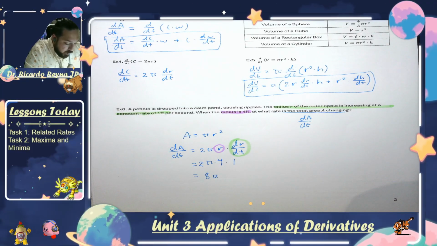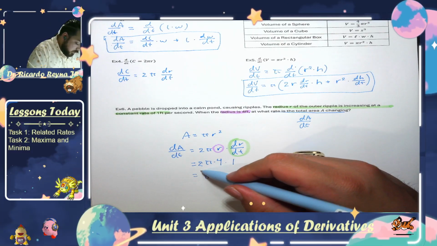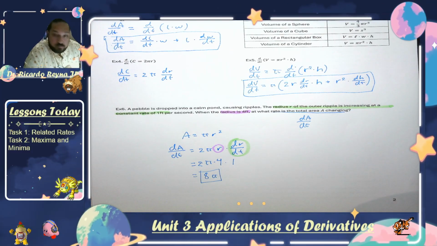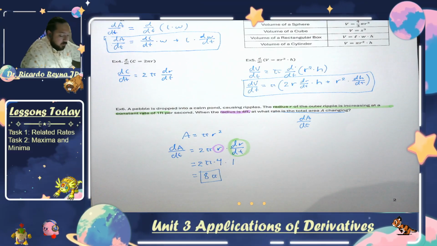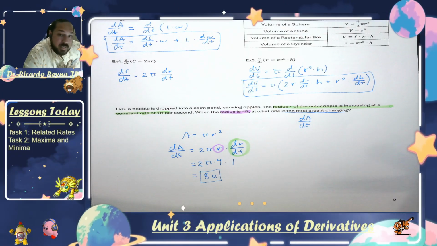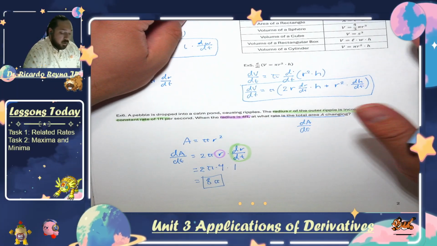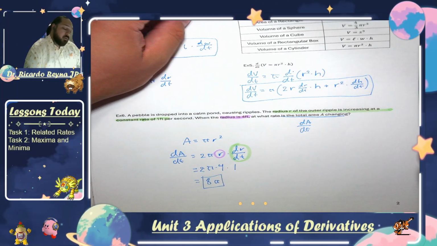It says, what is the rate that the total area is changing? The answer is 8 pi. It's changing at a rate of 8 pi. You could add per second, but I'm not going to be that big of a stickler for these couple of things as we're learning along. The homework will grill you on that.